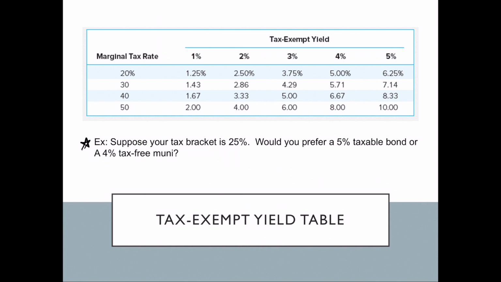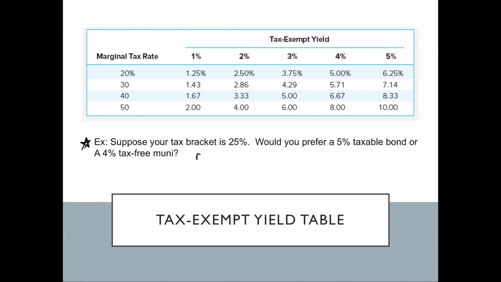Oftentimes, someone might look at this, and if they don't understand the tax implications of a taxable bond versus a muni, you would say, okay, I want a 5% bond, get a 5% yield as opposed to a 4% yield. However, the 4% is the after-tax yield, while the 5% taxable bond you have to pay taxes on. So let's go ahead and calculate the after-tax yield.